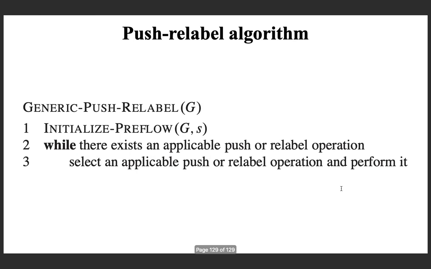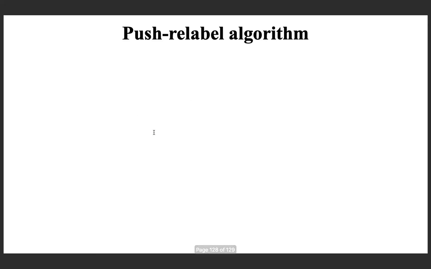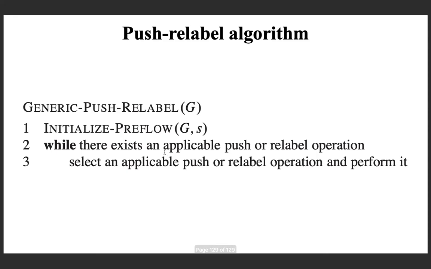And now you can look at the push-relabel algorithm. What is it doing? It just calls the initialize pre-flow operation. That is what we saw here. And after that, while there exists an applicable push or relabel operation, you select an applicable operation and do it. And you can see that only one of them, relabel or push, can be enabled at any time. So that is the push-relabel algorithm.